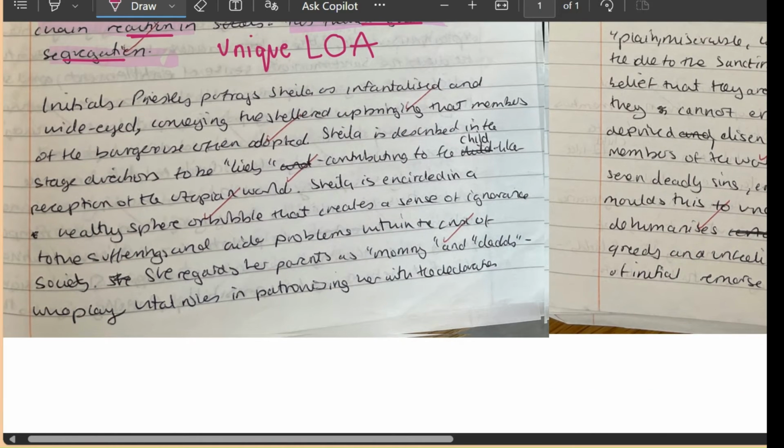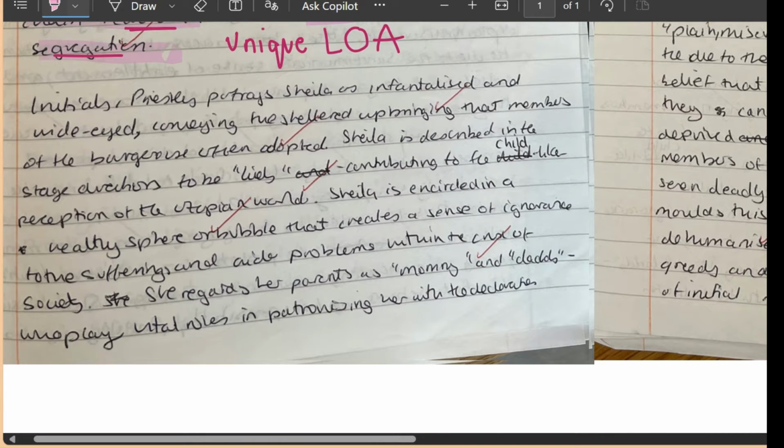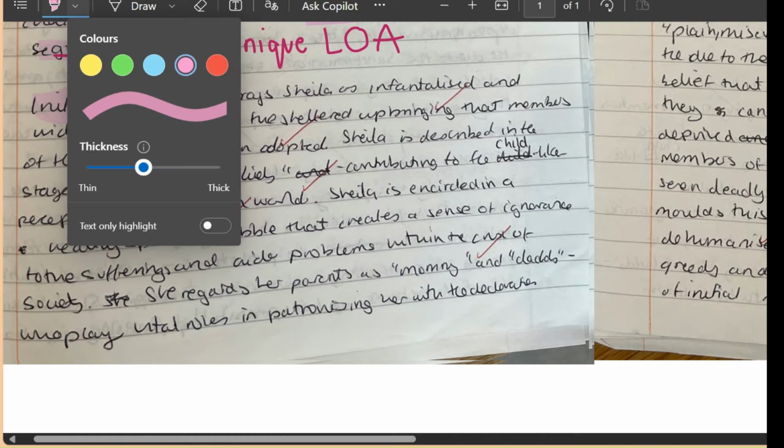Now, I begin the first paragraph by saying initially, and this is because I've structured my essay chronologically. So my first paragraph will be for the initial bit, my second paragraph will be for the middle, and then my final paragraph will be for her change. So that's why I've started it like that. Priestley portrays Sheila, so this is my point.